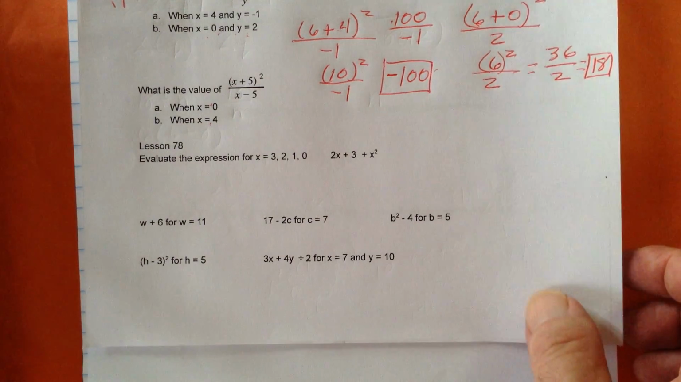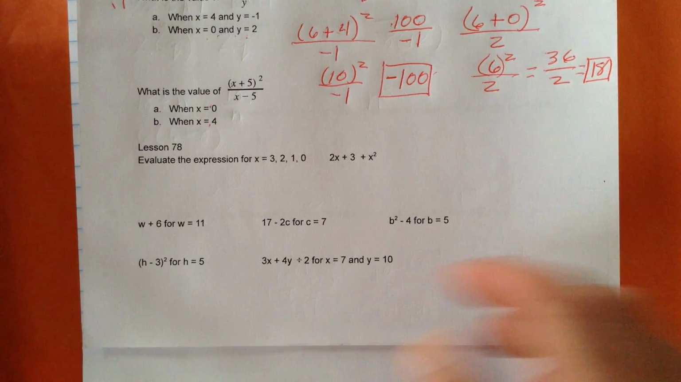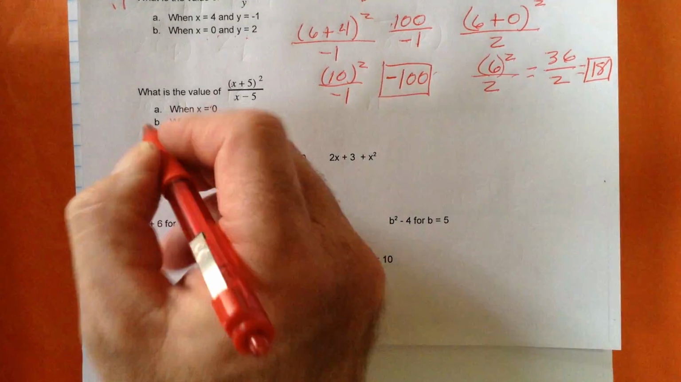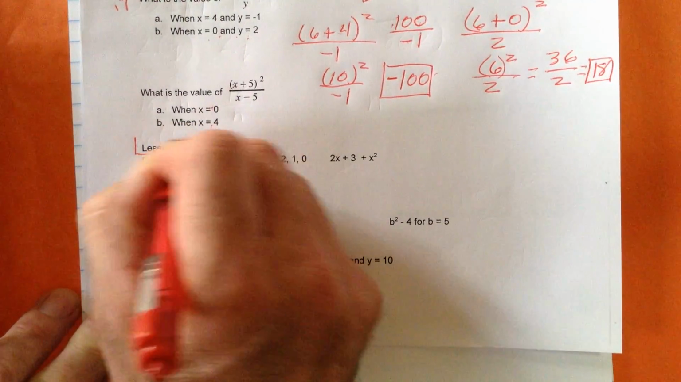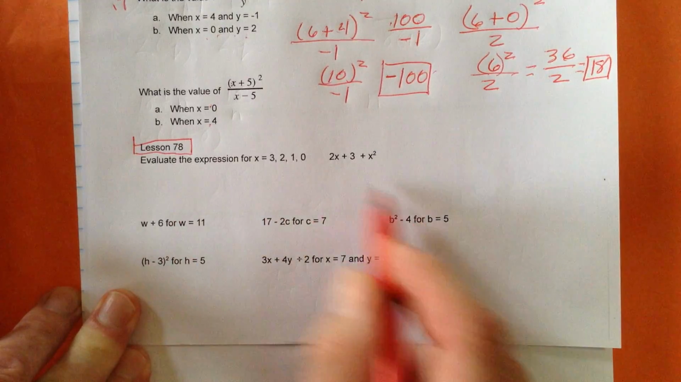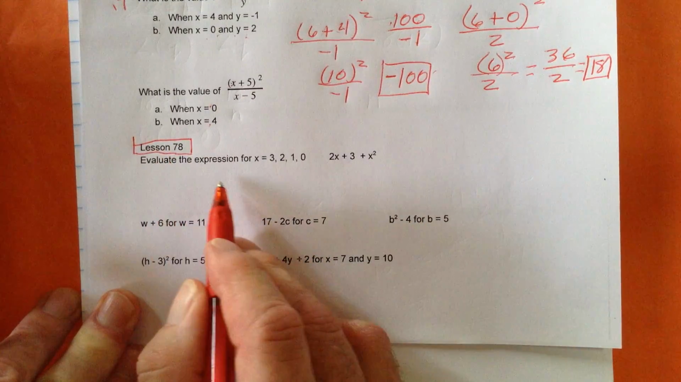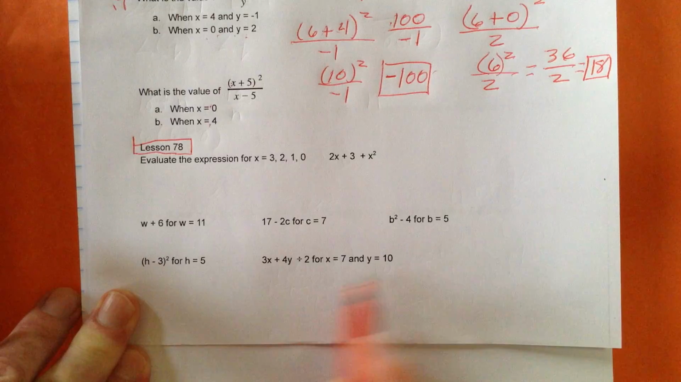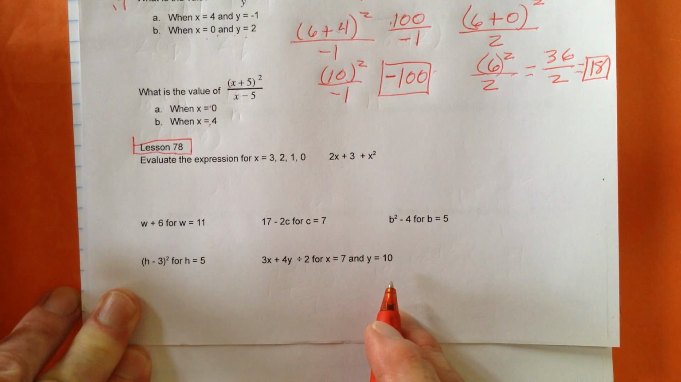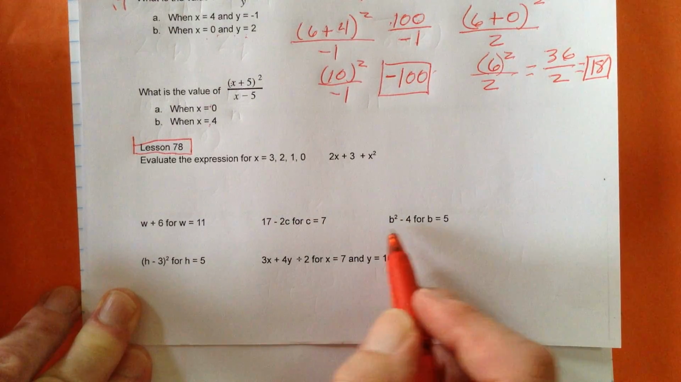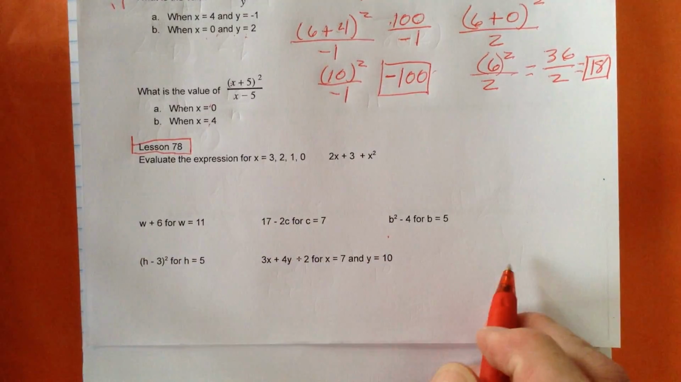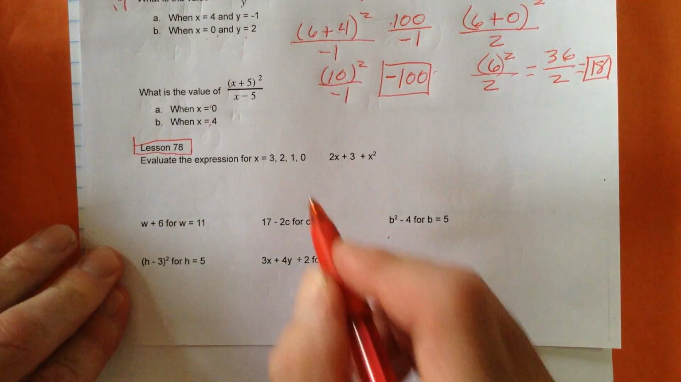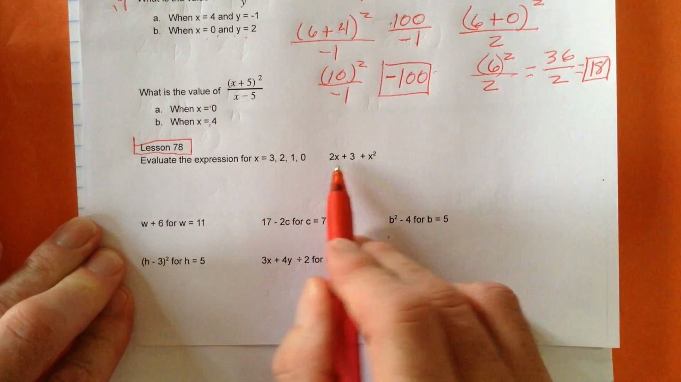Okay, continuing 54, but lesson 78 is also on the same worksheet. These are some problems off of this lesson. If you go to the page of lesson 78, you'll find these problems. It's doing the same thing, but just with different problems. Just like here, you're putting in x.